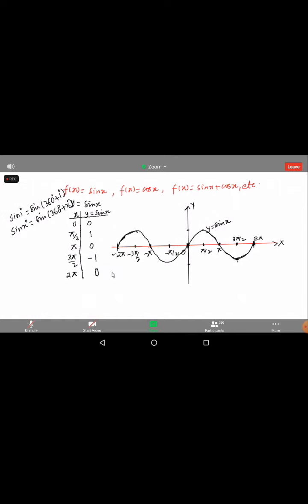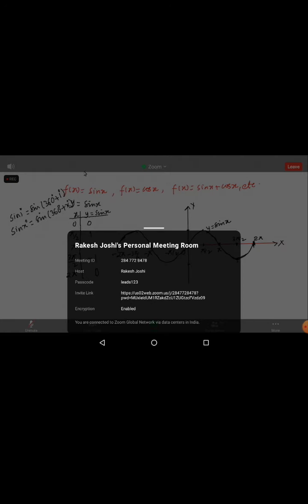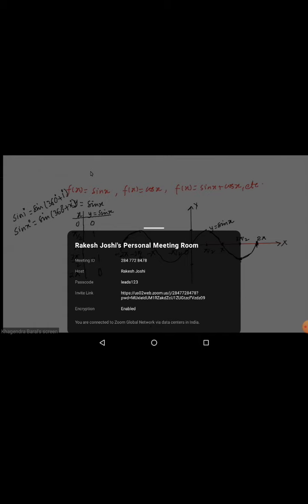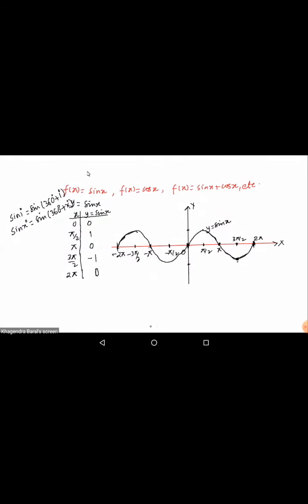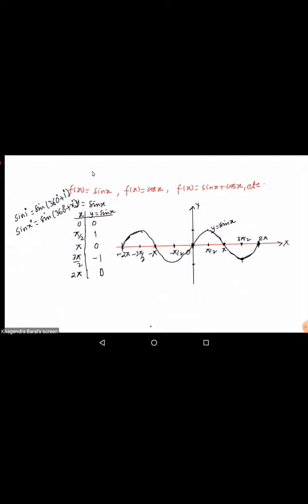Okay. And now, to find the period, the algebraic method was discussed yesterday, and let me make it clear. The positive real number p is said to be the period of the function if f of x plus p is equal to f of x for all x.